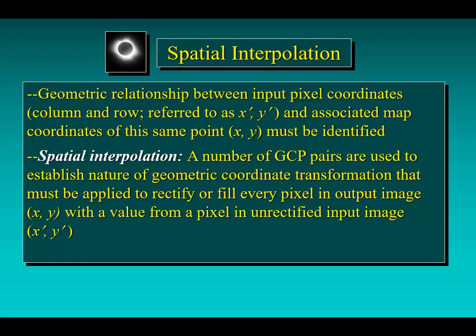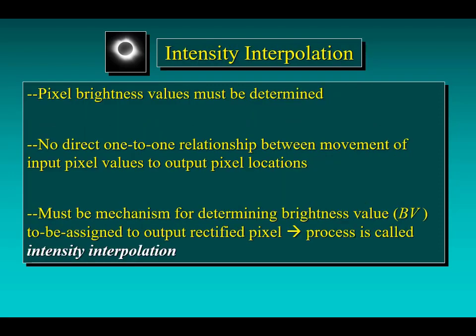And we must apply that in order to rectify or fill every pixel in our output image, xy, with a value from a pixel in our unrectified input image, x prime, y prime. In addition to determining where our output pixels are going to be located, we also need to determine what the brightness values associated with those pixels are going to be in our rectified image.